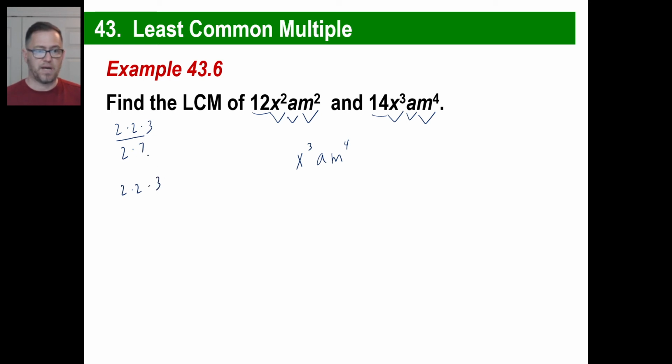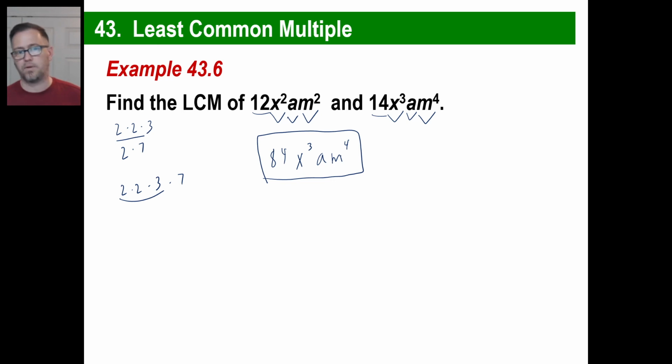Which one has more 7's? That one does. Okay, so 2 times 2 times 3 is 12. 12 times 7 is 84. And 12 and 14 both go into 84. And x squared and x cubed go into x cubed. A goes into A goes into A. M squared and m to the fourth go into m to the fourth. And there we go. That's all you need to do.